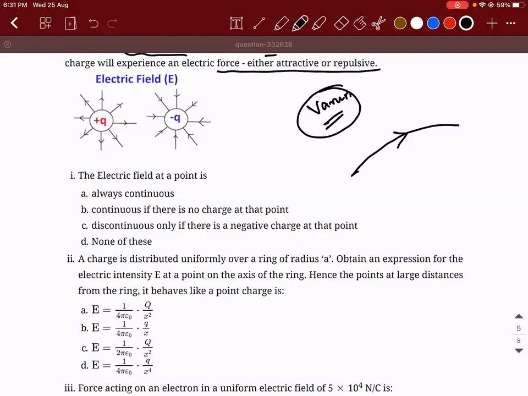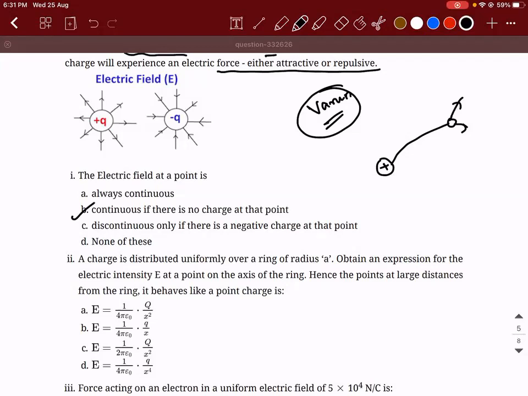So electric field at a point is continuous. If I take this charge, if there is a charge at this point, then the electric field will get split. Actually, option should be B. It is not always continuous. It is continuous if there is no charge at that point.